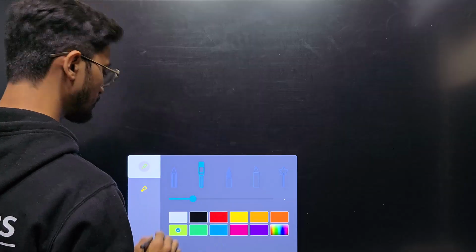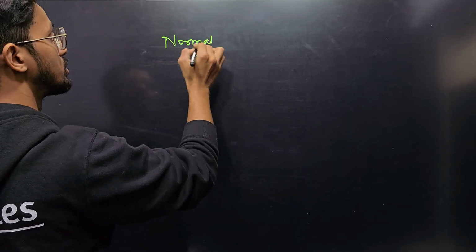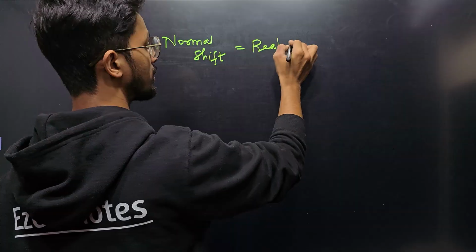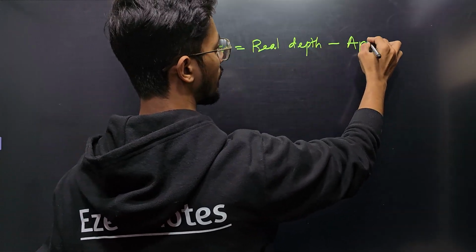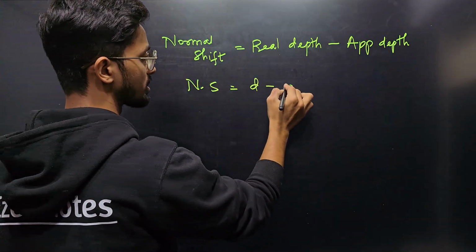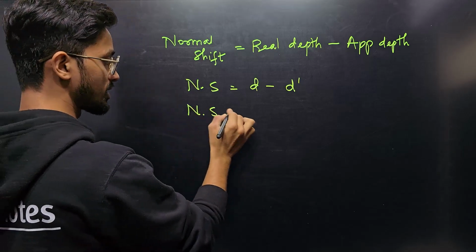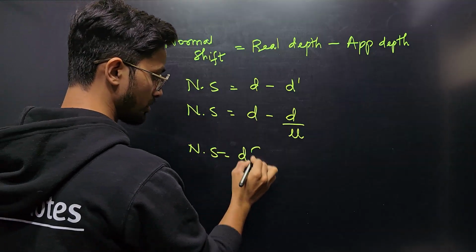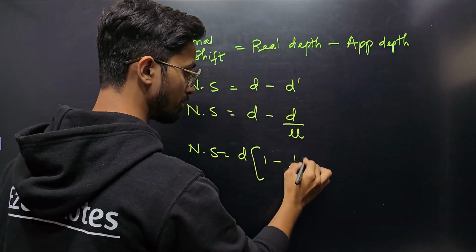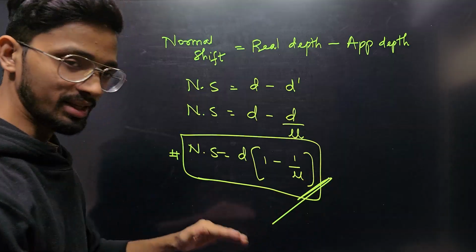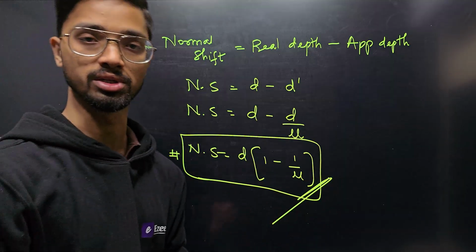So what is normal shift? Normal shift is real depth minus apparent depth. So normal shift can be written as real depth d minus apparent depth d dash. But for d dash we can write d by mu. If I take d as common, it will be 1 minus 1 by mu. This is the final formula for normal shift. By this distance the object will be displaced from its actual position, that is, from its real depth.